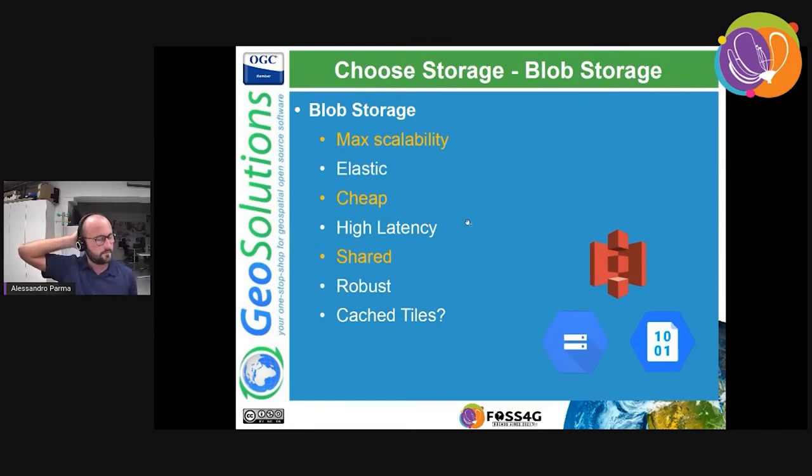Finally, blob storage. Blob storage services like AWS S3 bring a ton of scalability. They scale pretty much indefinitely. It's cheap, so it's good to store lots of data. And it's shared again. So you could think about using it for cache tiles, for instance, or COGs.